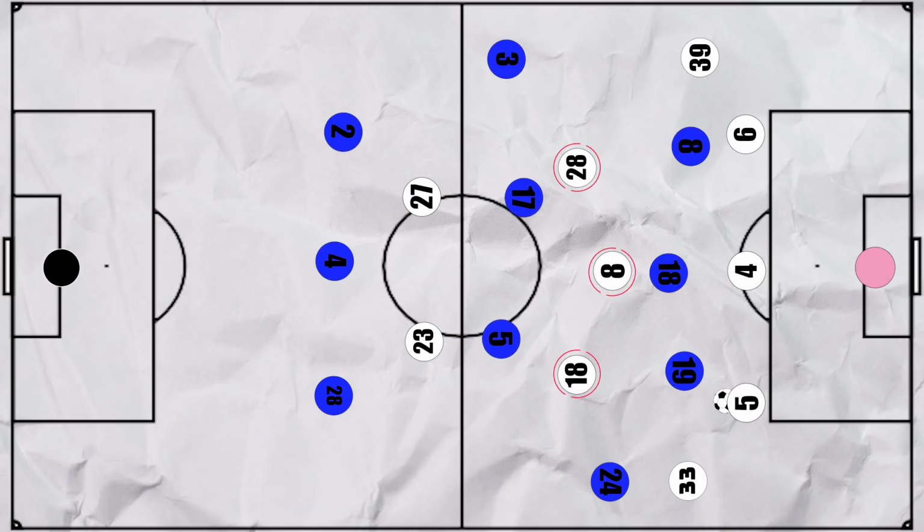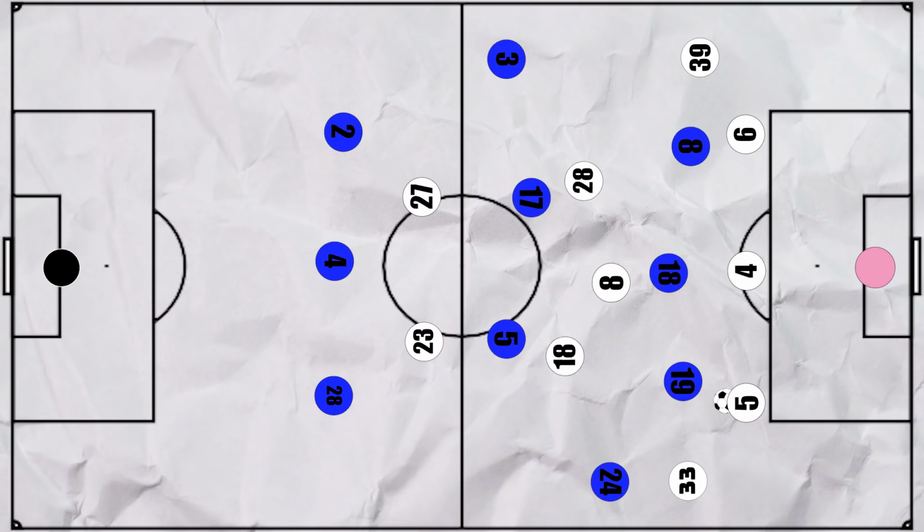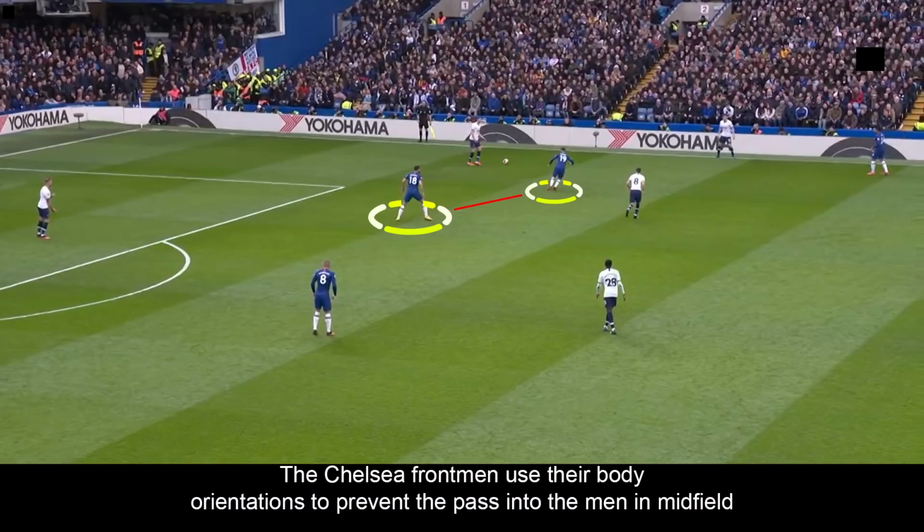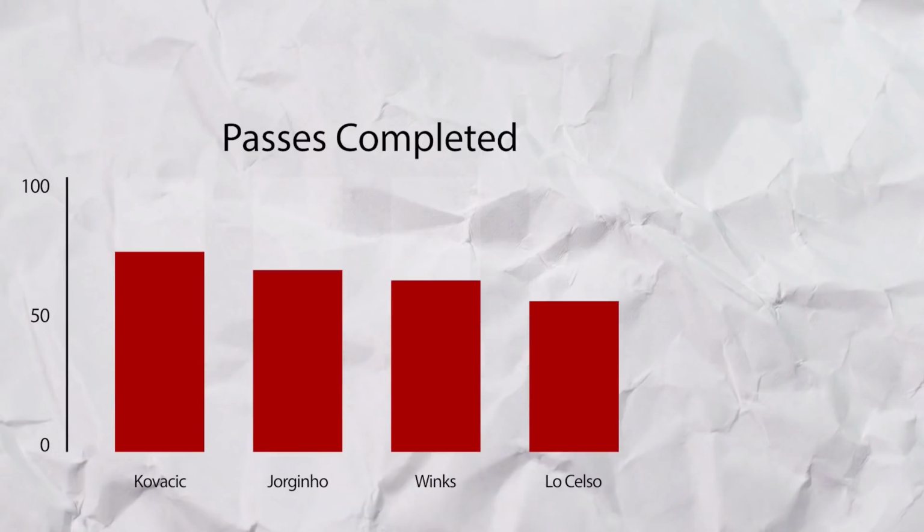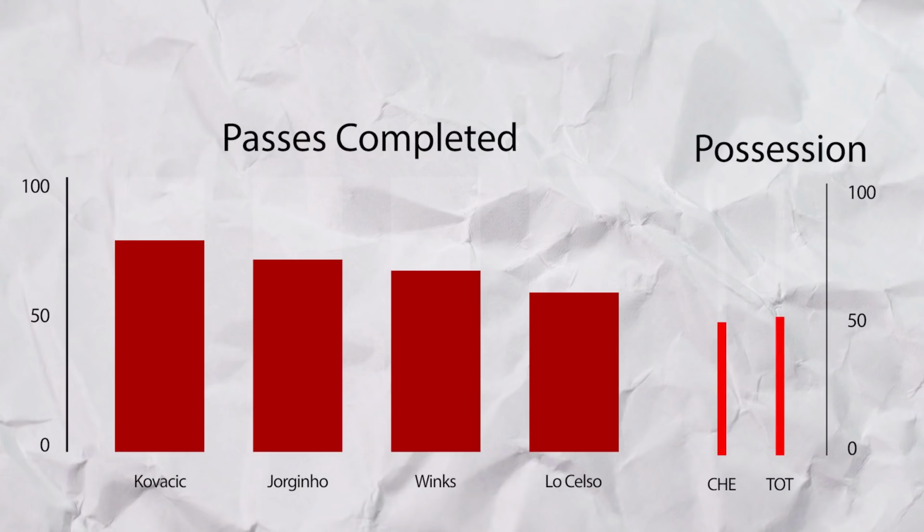They often struggled to play through the midfield, as Chelsea were sure to use their pressing angles to prevent the ball into the deep pivot of Winks and Ndombele, as Lo Celso tended to be higher. This reduced effectiveness can be shown by the Spurs pivots making fewer passes than Chelsea's, despite ending with higher possession.